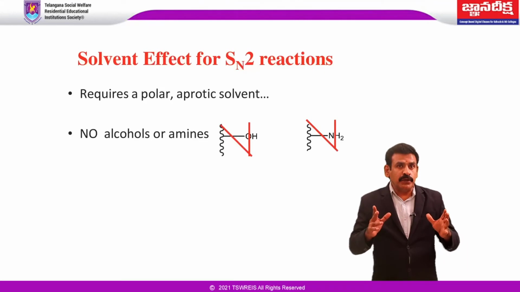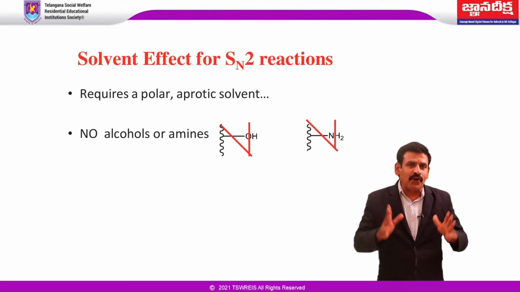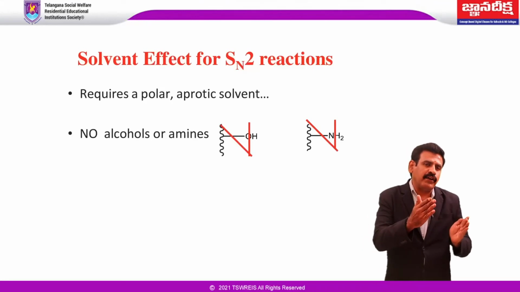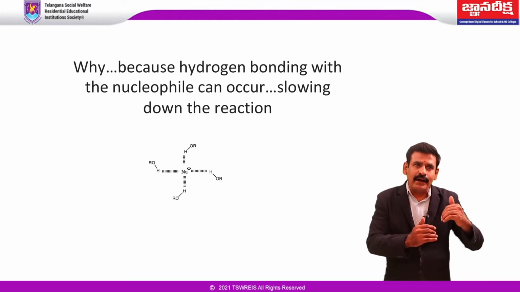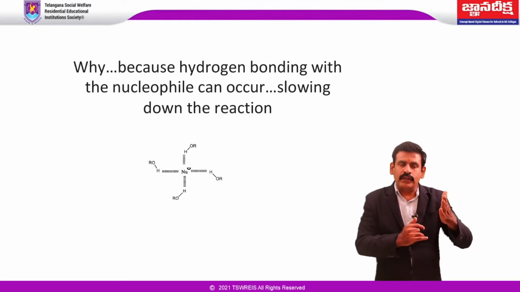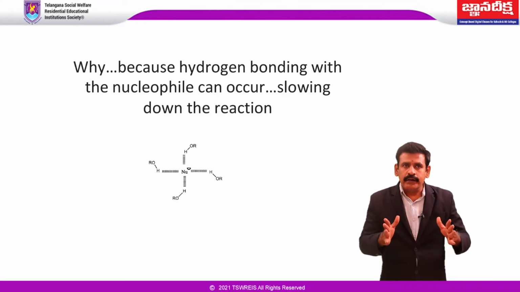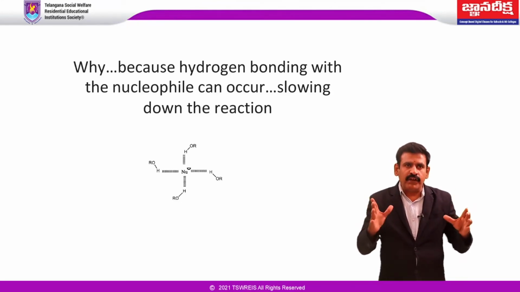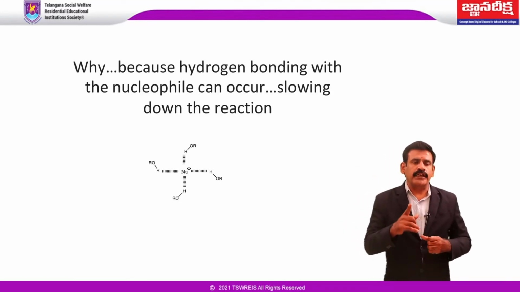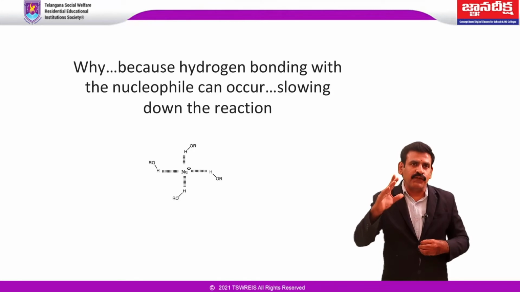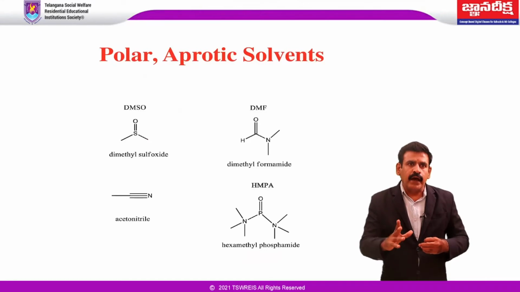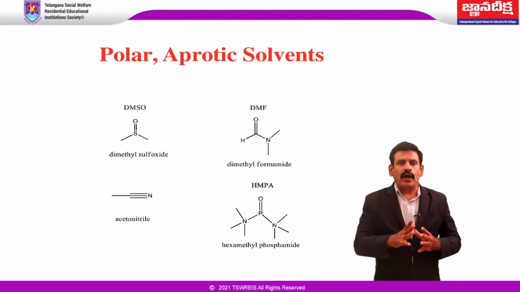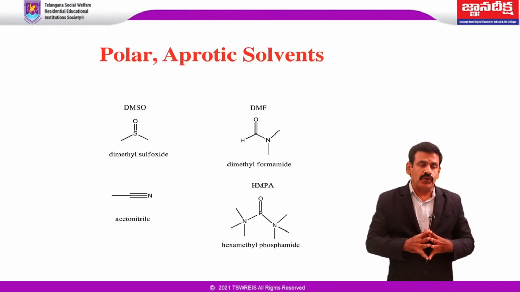Why? Because hydrogen bonding with the nucleophile can occur, slowing down the reaction. See here how the hydrogen bonding is taking place between the nucleophile and alcohol and even amine. So alcohol and amine do not favor the SN2 reaction. See here polar aprotic solvents. These favor the SN2 reaction: dimethyl sulfoxide, dimethylformamide, acetonitrile, and hexamethylphosphoramide.